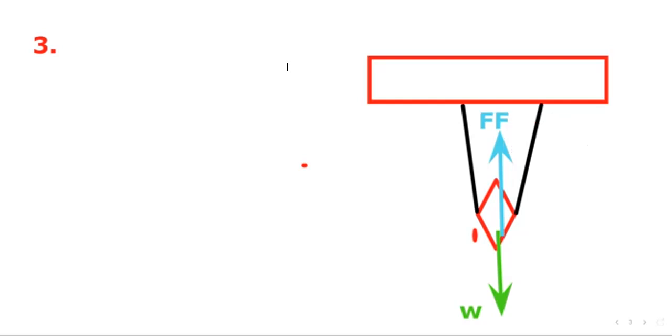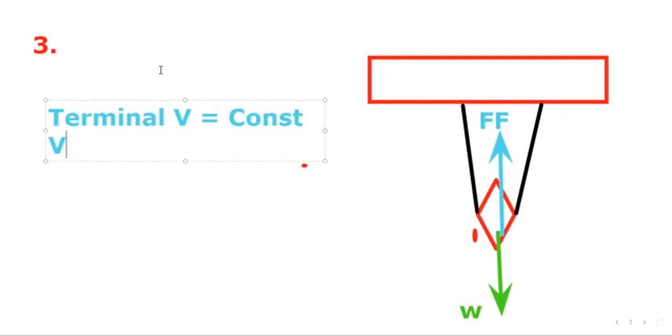So now the question says a parachute is of weight 700 newtons at terminal velocity. Terminal velocity means we know that it's a constant velocity. We are well familiar with terminal velocity as well, which combines the weight, air resistance and resultant force.